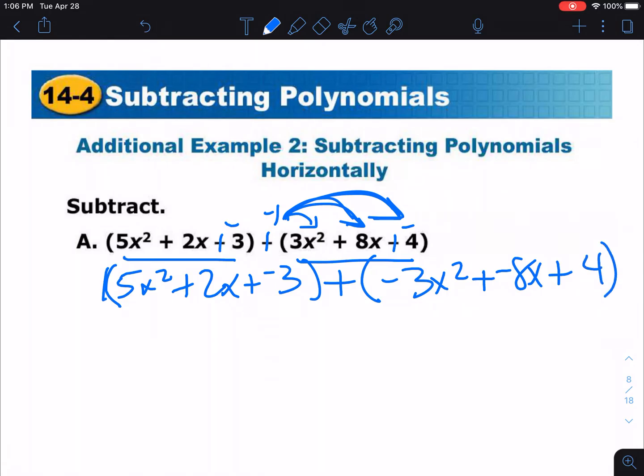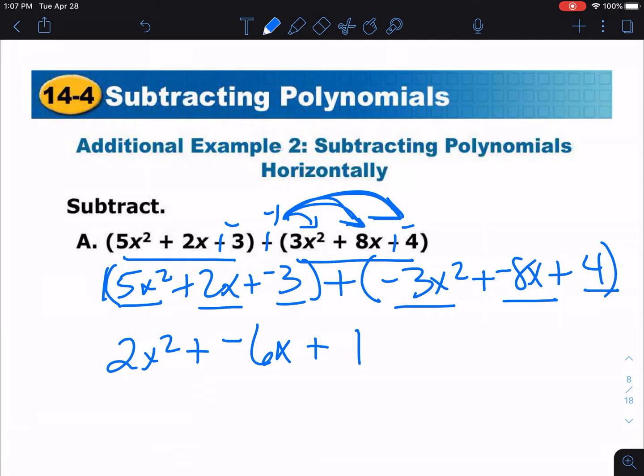So now we have an addition of polynomial problem. So everything in the first set of parentheses is good. Everything in the second set is good. It's plus in the middle. So now my parentheses drop away and I combine like terms. So I've got 5x squared here and I've got a negative 3x squared here, which come together to make 2x squared. Plus I've got the 2x and the negative 8x to go together, which will give me a negative 6x plus, and then the negative 3 and the positive 4 gives me a 1. So we end up with 2x squared plus negative 6x plus 1, or 2x squared minus 6x plus 1 would also be the same thing.